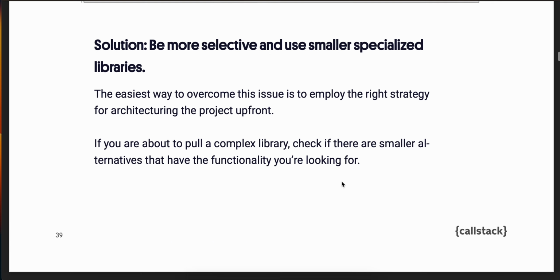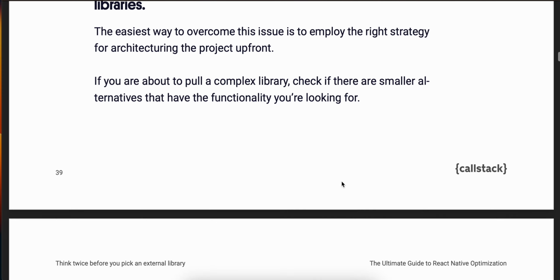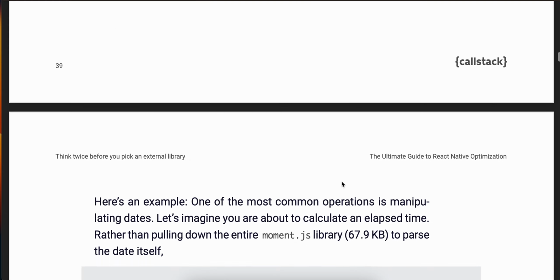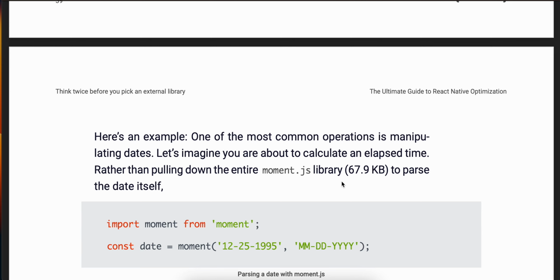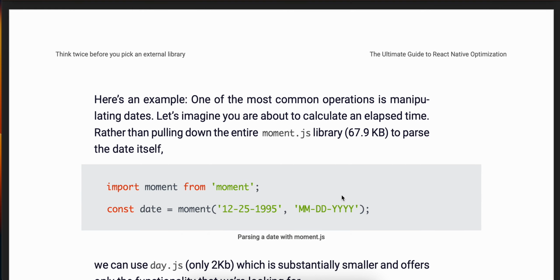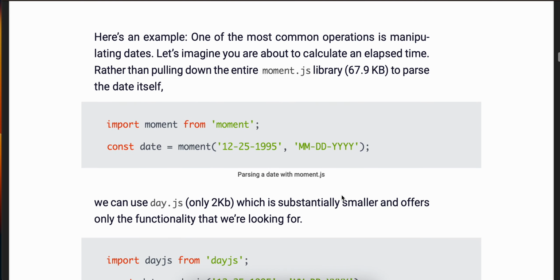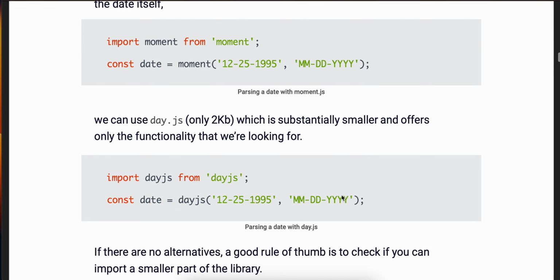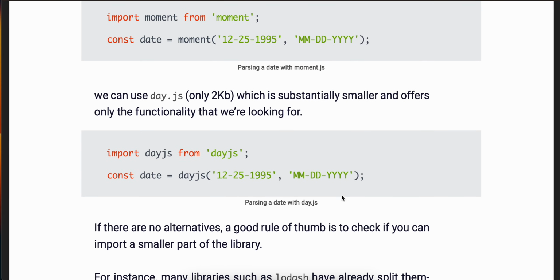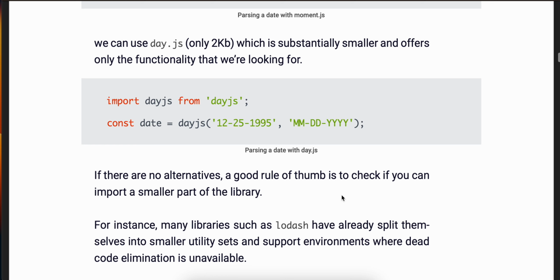The easiest way to overcome this issue is to employ the right strategy for architecting the project upfront. If you are about to pull a complex library, check if there are small alternatives that have the functionality you are looking for. Here's an example. One of the most common operations is manipulating dates. Let's imagine you are about to calculate an elapsed time. Rather than pulling down the entire moment.js library to parse the date itself, we can use day.js, which is substantially smaller and offers only the functionality that we are looking for.